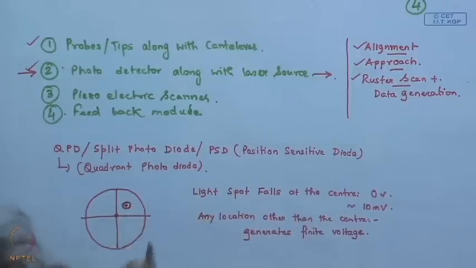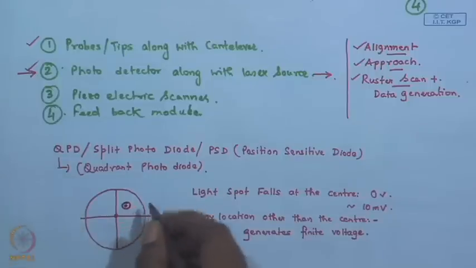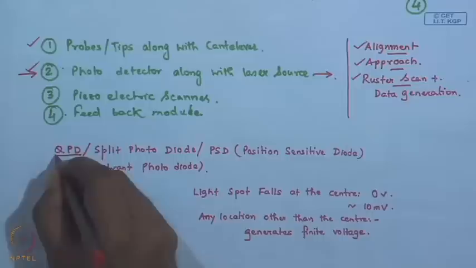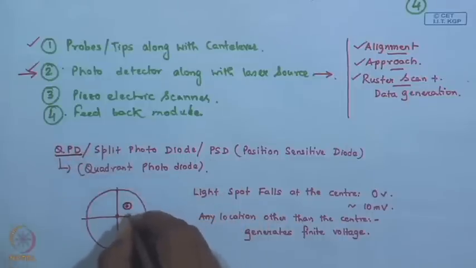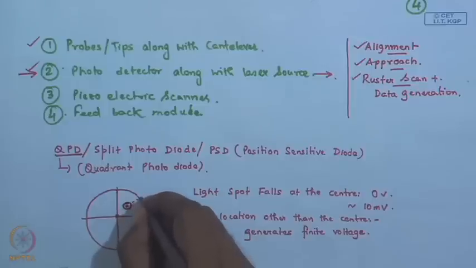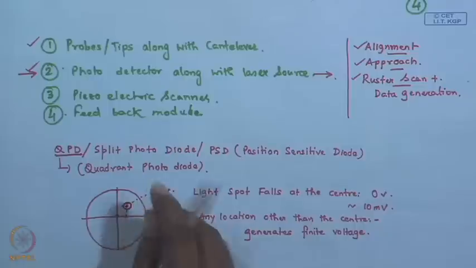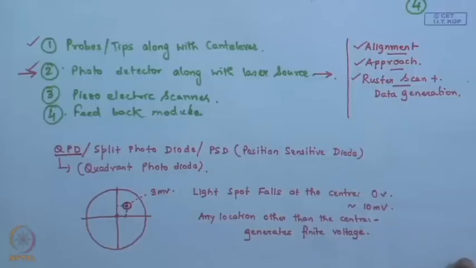What you can find out from this QPD with the help of proper computer interfacing is the precise location. Since we call it a QPD or quadrant photodiode, one can split this location into the X component and Y component. So here, for example, let's say that this total magnitude corresponds to 3 millivolt. But you can also find out the individual components of X and Y from the QPD. It really doesn't matter. You don't have to understand it in greater detail.